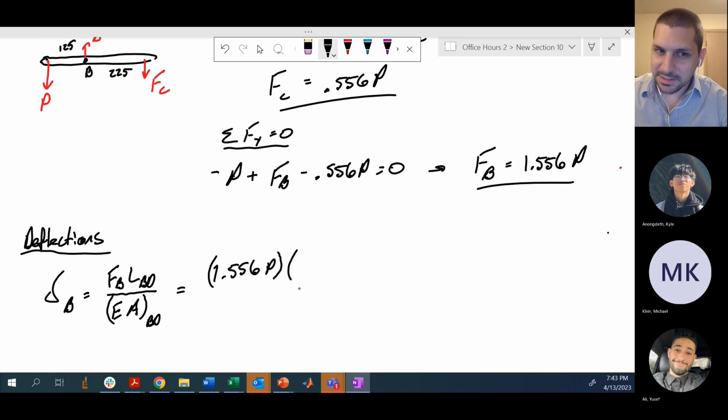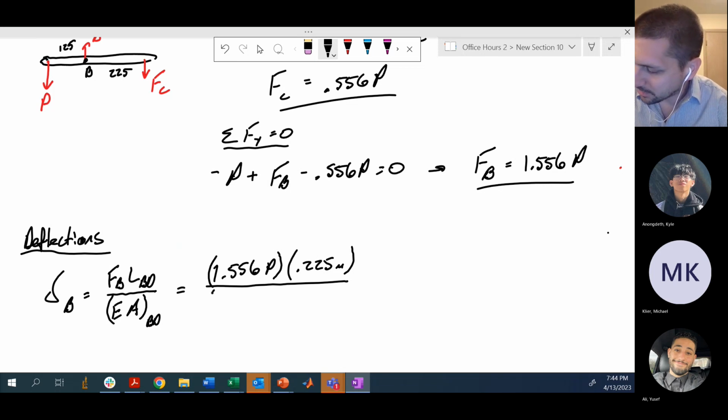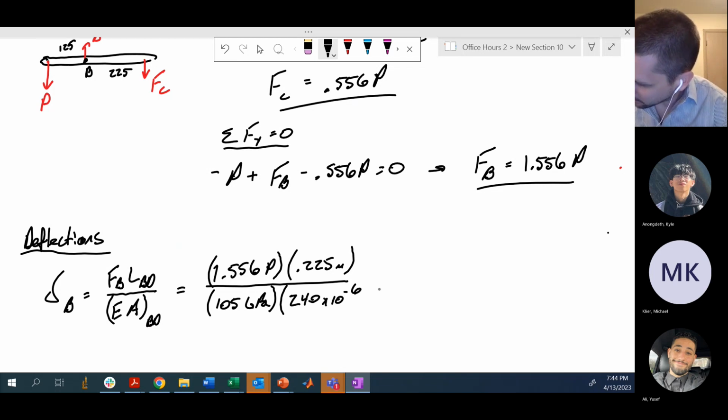The length of member BD given in the problem is 225 millimeters, so I'm going to write this as 0.225 meters. This is divided by the modulus of the brass, 105 GPa, and then the cross-sectional area of this particular member. It's given to us in millimeters squared, but I'm going to write it in meters squared. This is going to be 240 times 10 to the negative 6th meters squared.